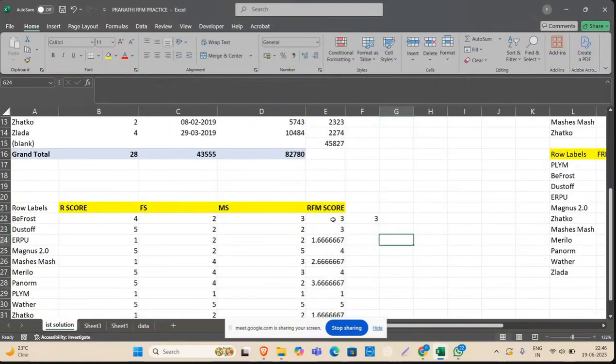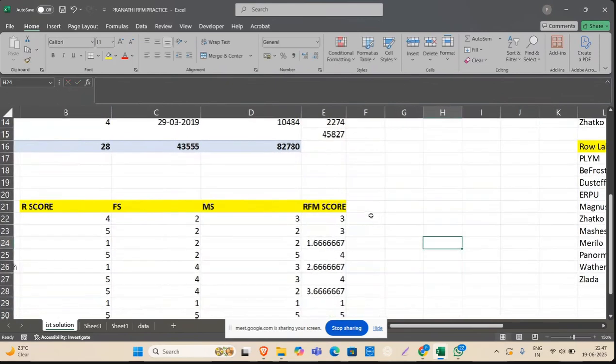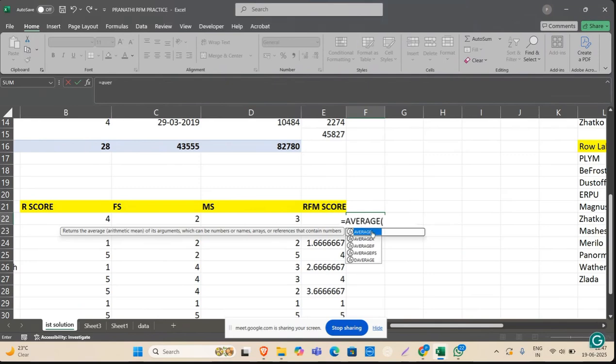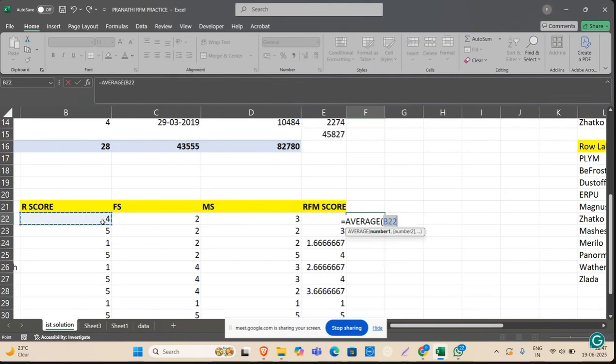See, I'll show here. Can you see this one average value? Yeah, we can see. Wait, let me zoom it. So it is equal to average of R score, F score, and M score.